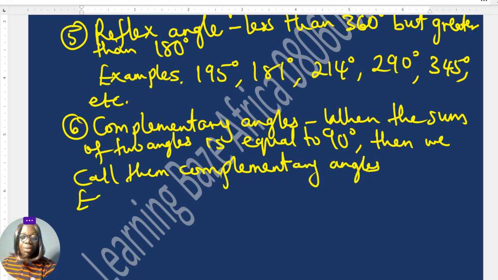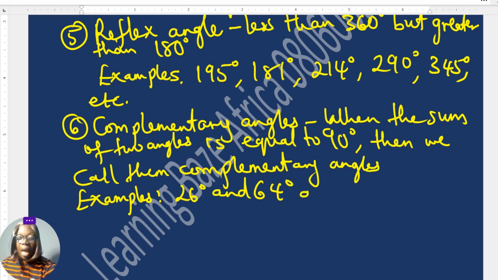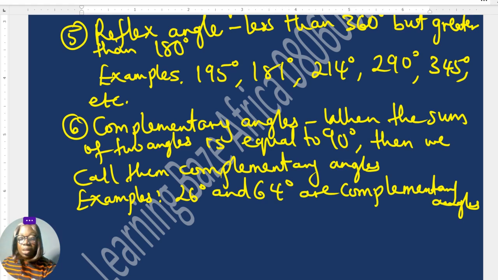So examples, these are examples. Now 26 degrees and 64 degrees are complementary angles. Both of them in a pair are called complementary angles because when you add 26 to 64, you are going to get 90 degrees. Now let's move on to the next one.